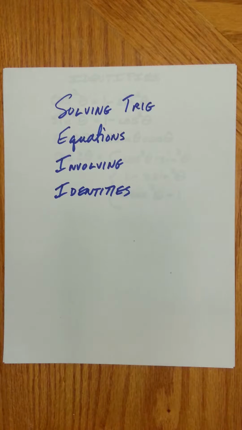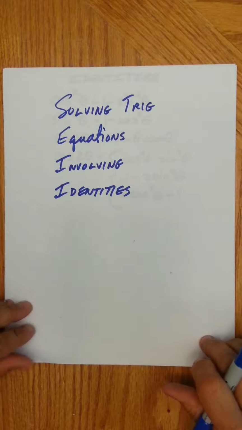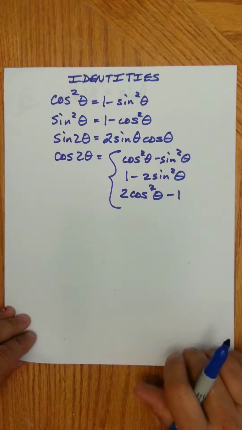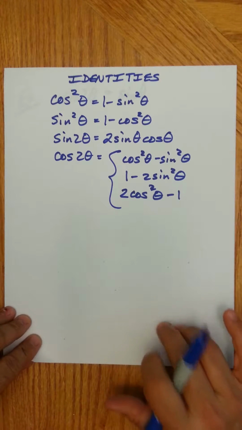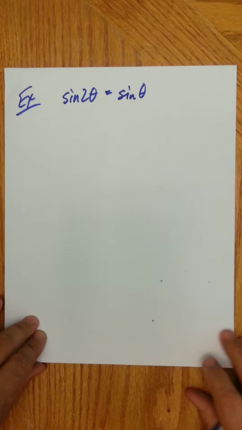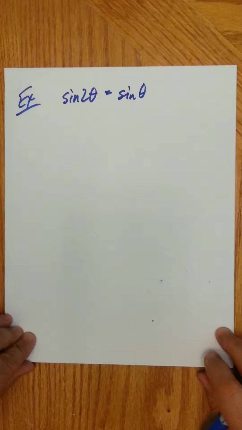In this video, we're going to look at solving trigonometric equations involving identities. And again, if you've looked at a couple of the other examples, these are the identities that you really need to know. So we're going to look at this example here: sine of 2 theta is equal to sine of theta.